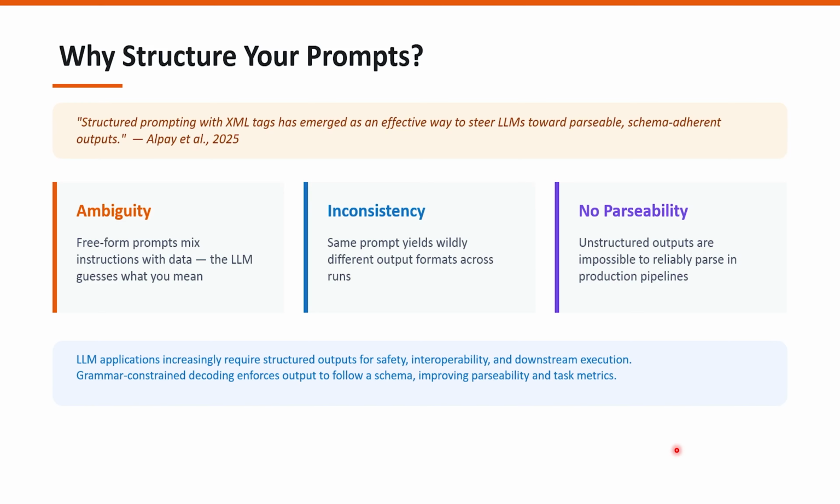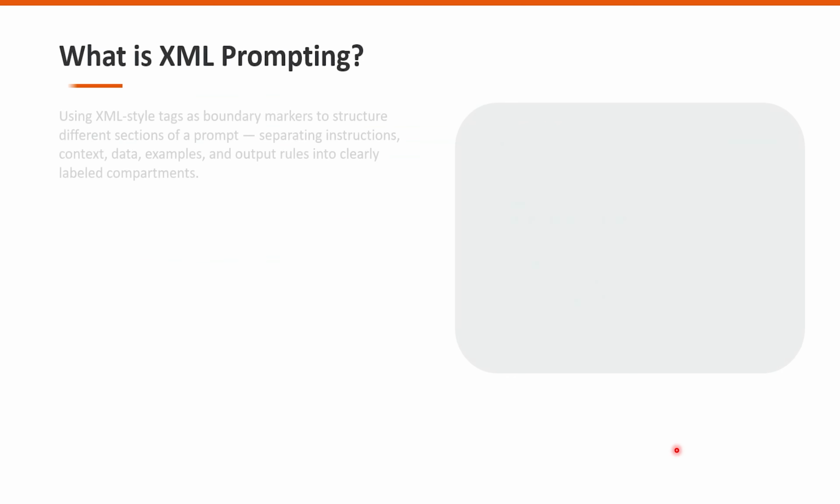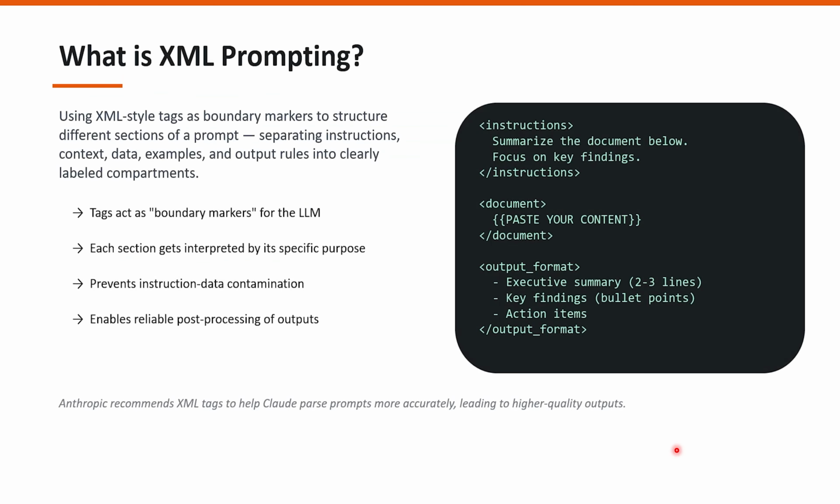Now, what exactly is XML prompting? It is basically using XML style tags, like opening and closing tags, to clearly separate different sections of your prompt. You wrap your instructions in instruction tags, your data in document tags, your desired output format in output_format tags. Simple as that. Look at this example on the right side. See how clean it is? The AI knows exactly what to do, what data to look at, and how to format the response.